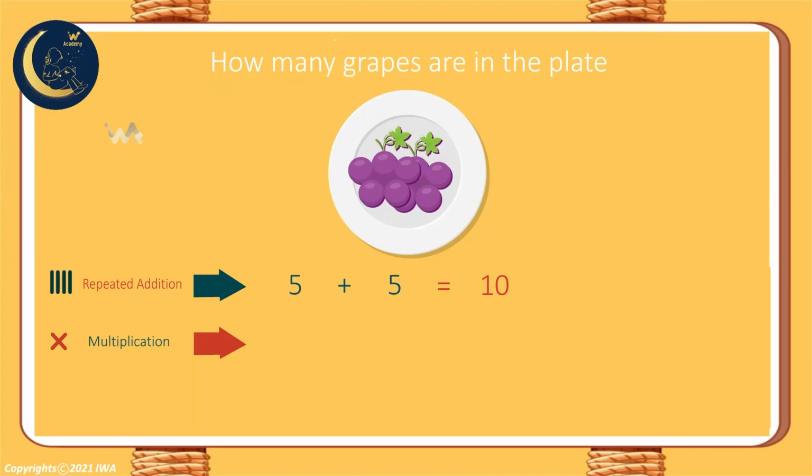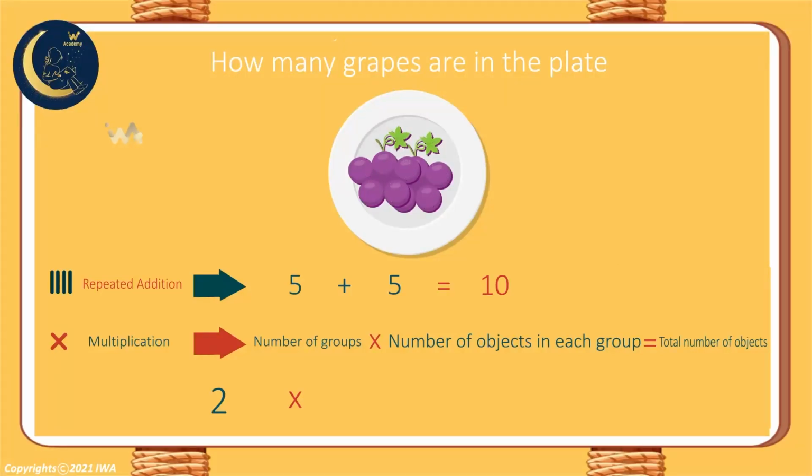Come on, let's write the multiplication sentence together. How do we write the multiplication sentence? Brilliant. First, we write the number of groups multiplied by the number of objects in each group. How many groups do we have here? 2. Okay, so 2 multiplied by the number of objects in each group.